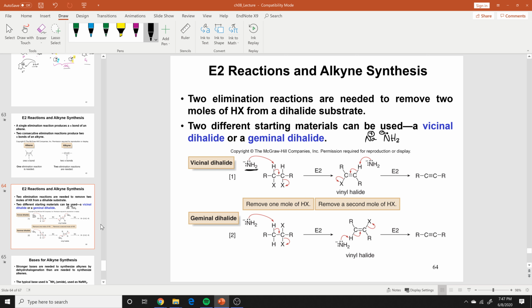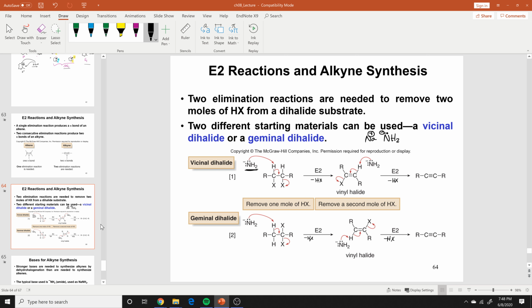The idea is you are performing 2 sets of eliminations. Each set of elimination you are removing an HX. Same thing over here, same thing over there. So you're doing this thing in 2 steps. The first step, the base is going to come, take the beta hydrogen, form a double bond, the halogen is going to leave. So again, base takes the beta hydrogen. In this case, I'm considering this is the alpha carbon, that is the beta hydrogen. So the base takes the beta hydrogen, forming a double bond, halogen is going to leave. You do it again. So if this is the alpha carbon now, this is going to be the beta hydrogen.